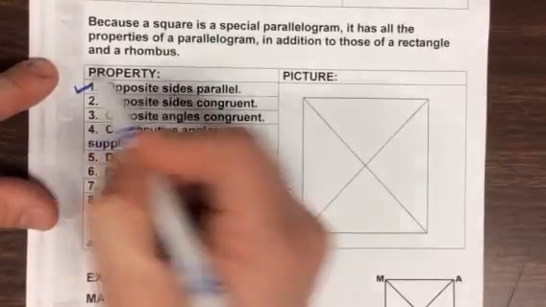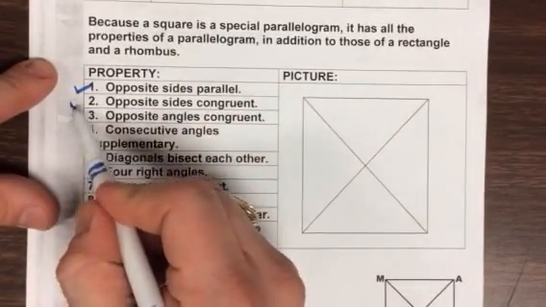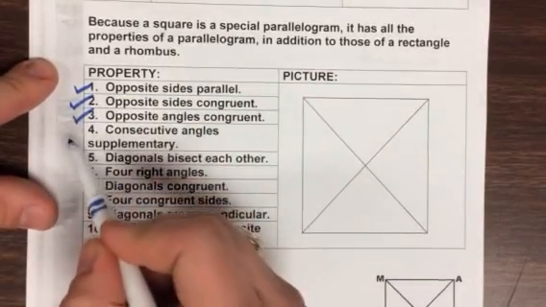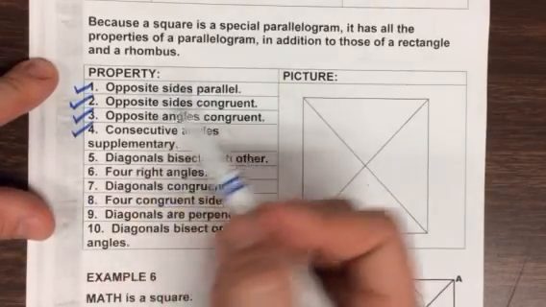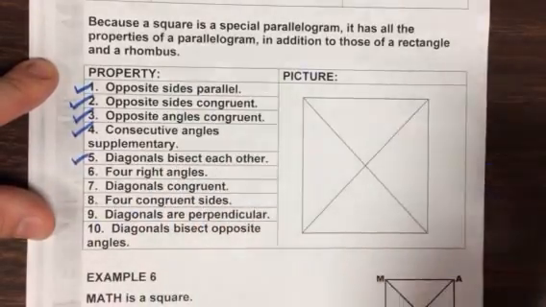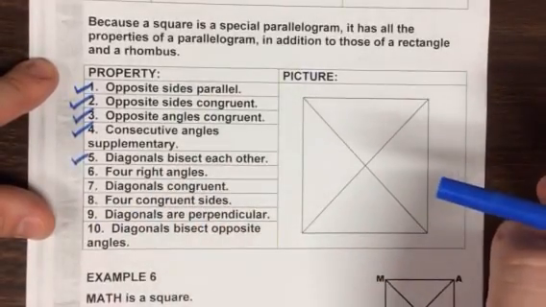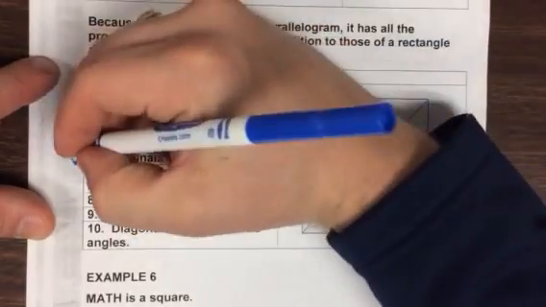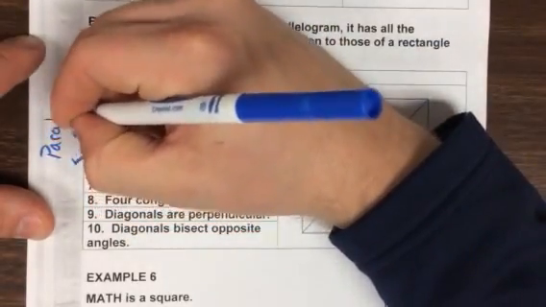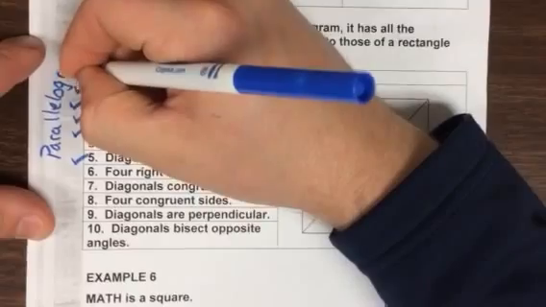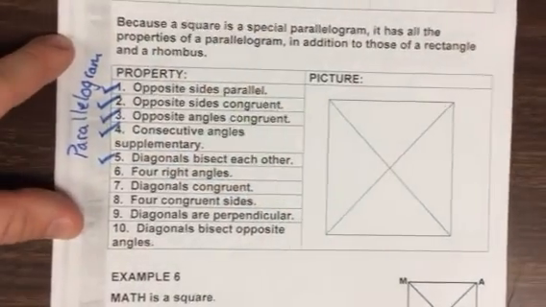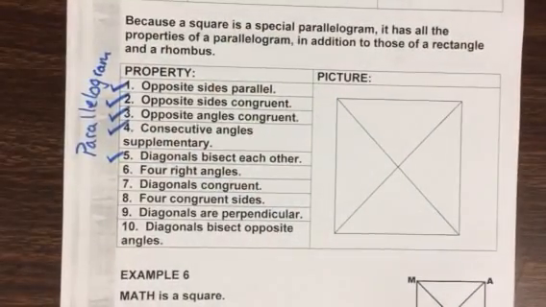The first 5, opposite sides parallel, opposite sides congruent, opposite angles congruent, consecutive angles supplementary, and diagonals bisecting each other, are properties of our parallelogram. Okay, so now let's look down.